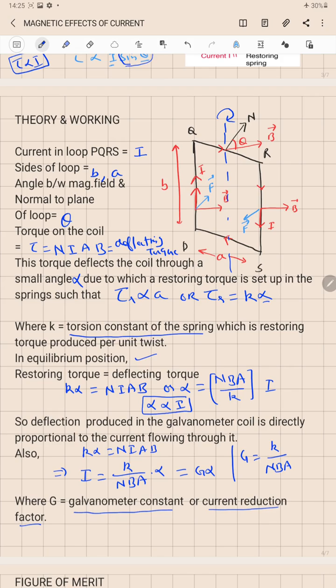So once a galvanometer is constructed, the materials used in the galvanometer construction are fixed, so we cannot change the hairspring. K is fixed, the number of turns of the coil is also fixed, the strength of the magnetic field due to the concave pole pieces cannot be changed, and the area cannot be changed. So this is a constant factor, we call it the current reduction factor or the galvanometer constant.